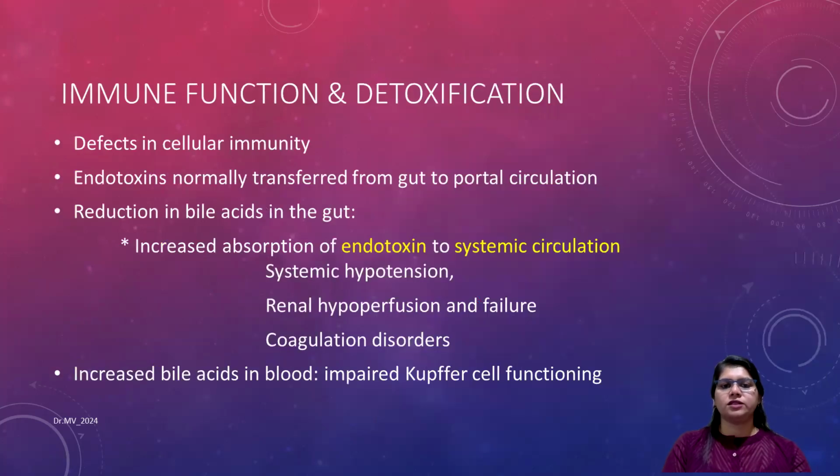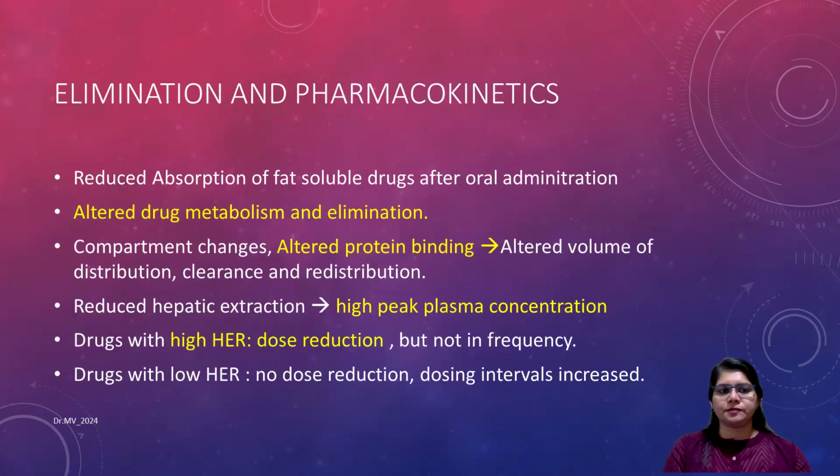Now coming to the immune function and detoxification, there are defects in the cellular immunity. Usually the endotoxins which are produced are transferred from the gut to the portal circulation. But when there is a reduction in bile acids in the gut, there is increased absorption of the endotoxins into the systemic circulation, leading to systemic hypotension, renal hypoperfusion and failure, and coagulation disorders. When there are increased bile acids in the blood, Kupffer cell functioning will also be impaired, leading to defects in your immunity.